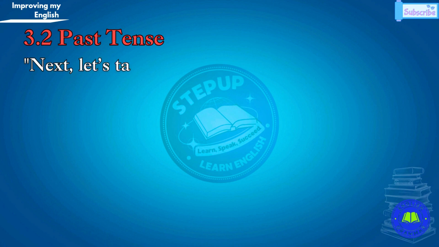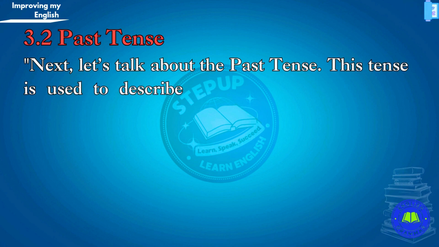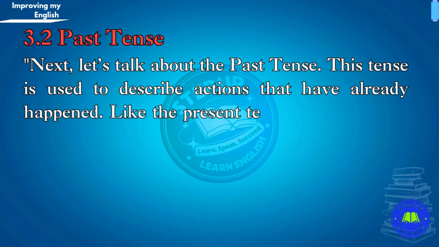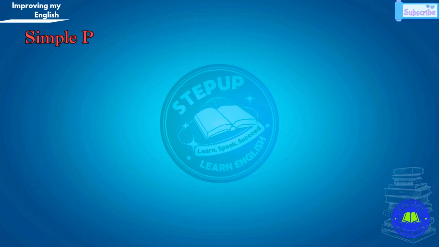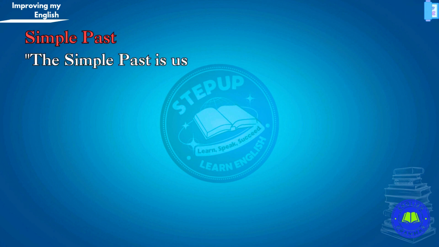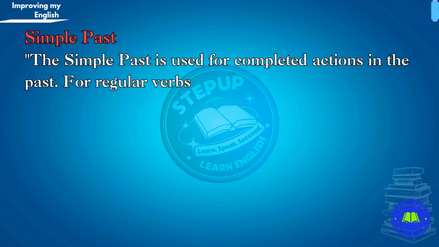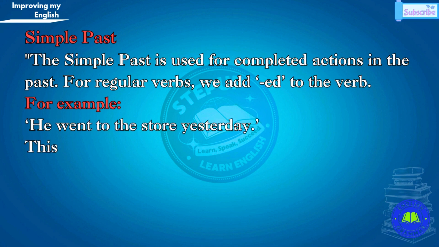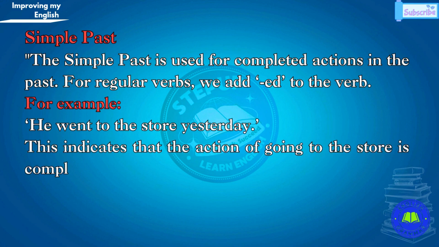3.2 Past tense. Next, let's talk about the past tense. This tense is used to describe actions that have already happened. Like the present tense, there are 4 forms. Simple past. The simple past is used for completed actions in the past. For regular verbs, we add ed to the verb. For example, he went to the store yesterday. This indicates that the action of going to the store is complete.